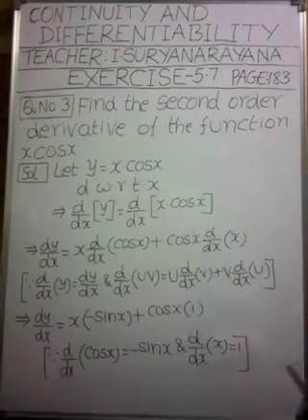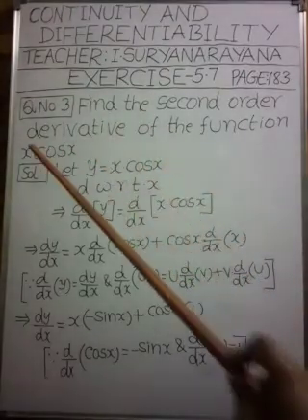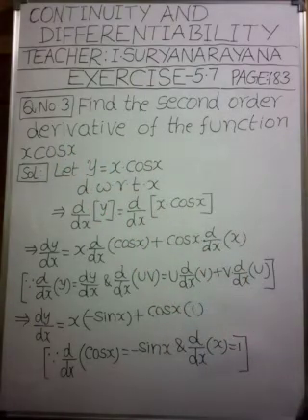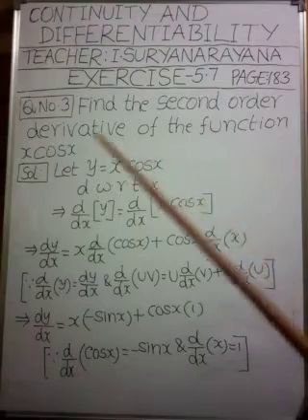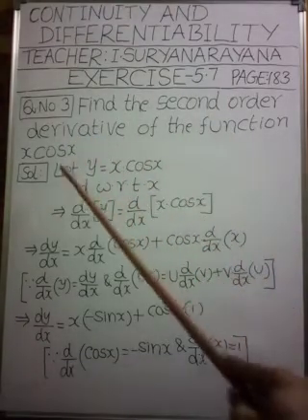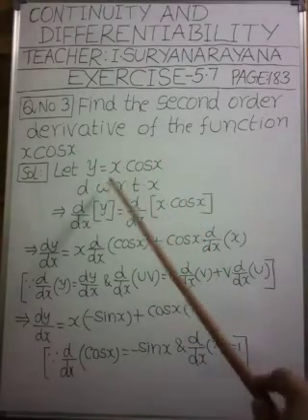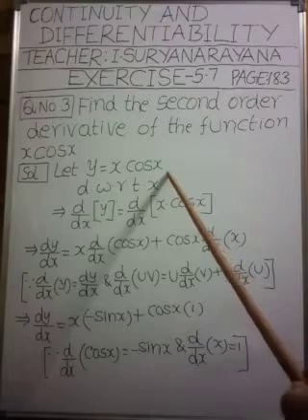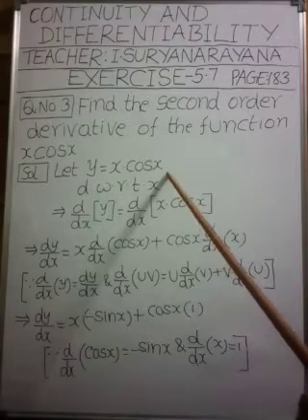Understood the question, my children? What is the given function here? x cos x. What should we do? We have to find the second order derivative of this function. Okay, my children? Right. Come to the solution part. Let y is equal to x cos x. We assumed here the given function is y. Understood this step, my children?